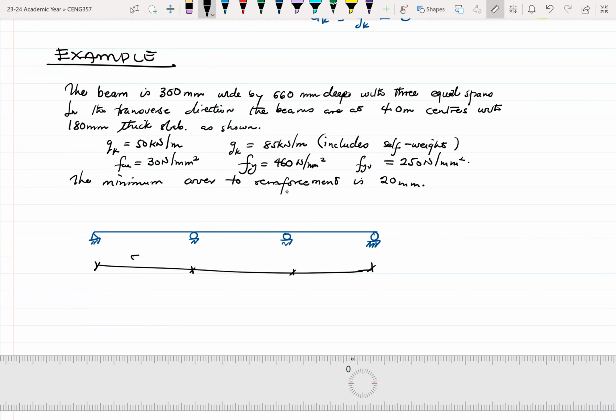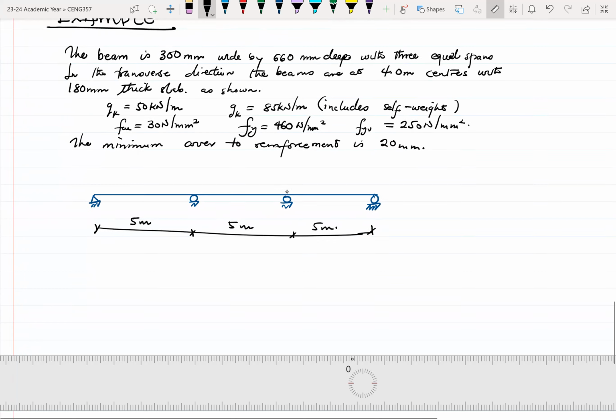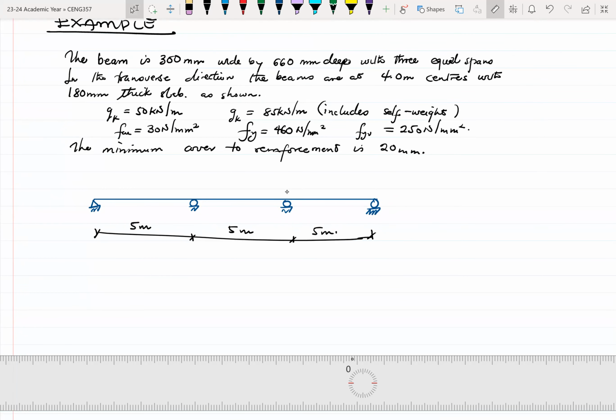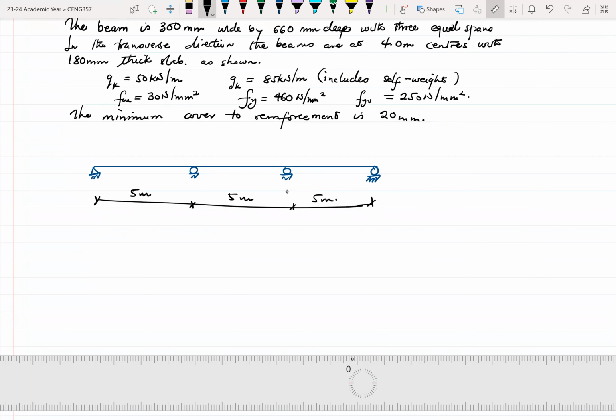Where L is 5 meters over here, 5 meters over here, and 5 meters here. All right. So we have this system in place. So let's find our F. Okay. So solution.